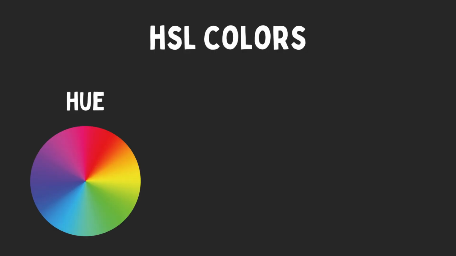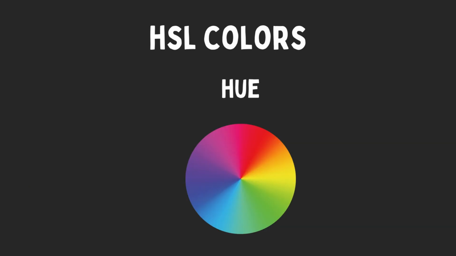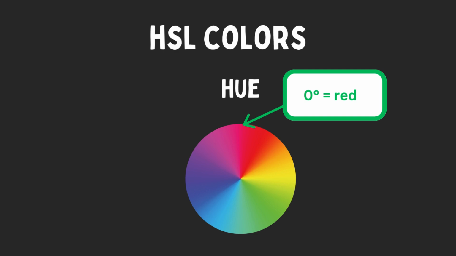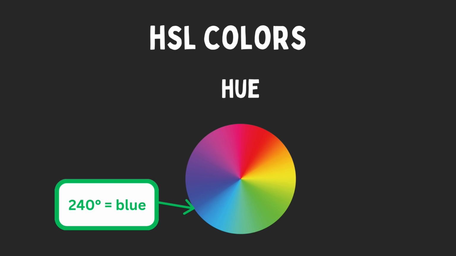HSL stands for hue, saturation, and lightness, making it a more intuitive way to work with colors. Here's how it works. Hue. This is the base color, represented as a degree on a color wheel, 0 to 360. For example, 0 is red, 120 is green, and 240 is blue.